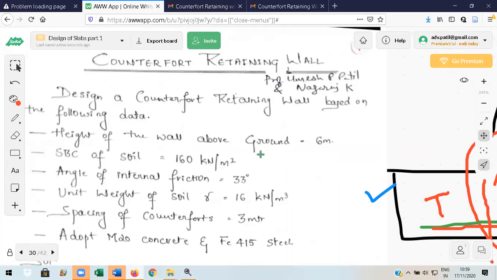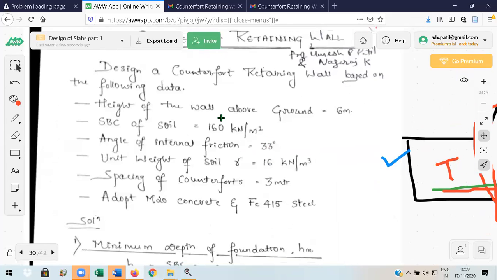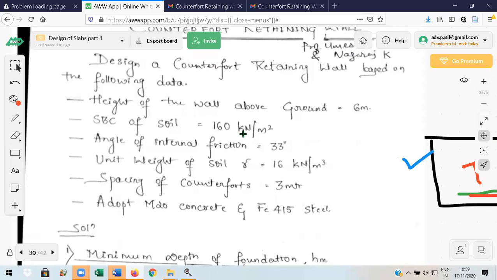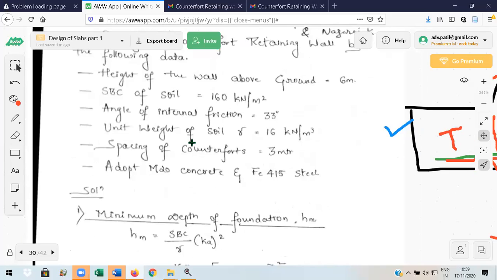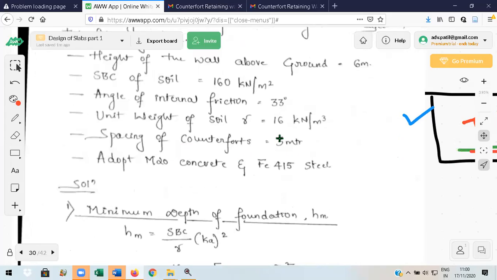So observe this one. Counterfort retaining wall. Design a counterfort retaining wall for the following data. Height of the wall above the ground is 6 meter. It is more than 5 meter, so we can see. In the examination, even if it is given as 5 meters and they are asking you to design a counterfort wall, there is no other choice, you have to design. Height of the wall above the ground, SBC, angle of friction 33 degrees, unit weight of soil 16, spacing of counterforts is usually 3 meters. Now almost it is fixed, 3 to 3.5 meters. Best center to center distance is 3 meters.